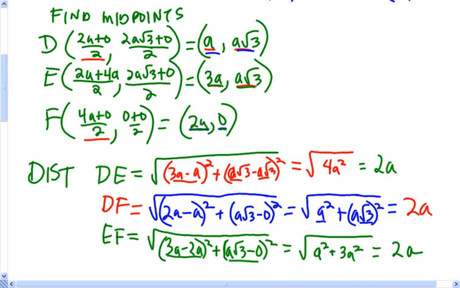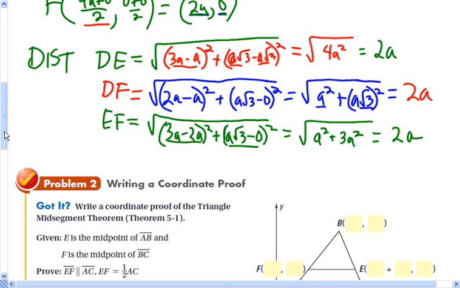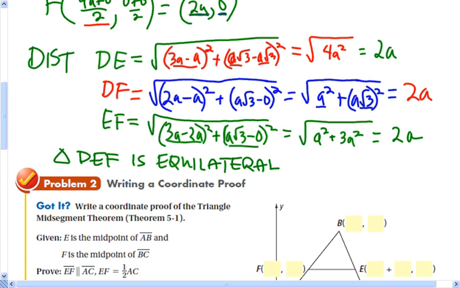So at this point we can say that triangle AEF is equilateral because of the distance formula, the midpoint formula, and the definition of equilateral.